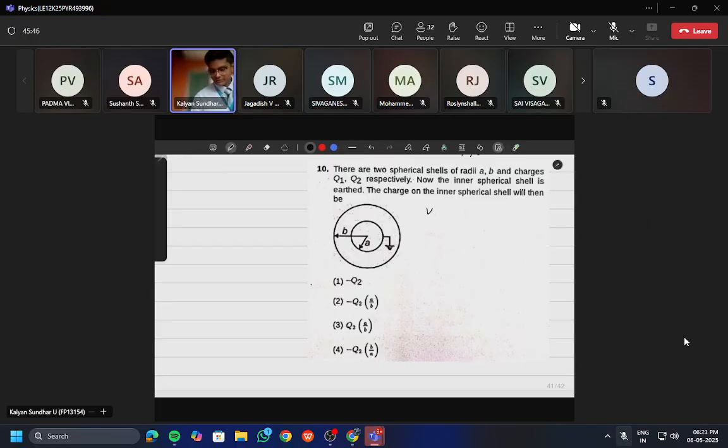Now tell me the equation. V at A will be equal to the contribution from the inner shell: K Q1 divided by A, correct? Plus the contribution from shell B: K Q2 divided by B. And we know the inner shell is grounded, so this value will be 0. So K Q1 by A will be equal to minus K Q2 by B. They are asking us to find the inner shell, which is the Q1 value. So K and K get cancelled. Q1 will be equal to minus Q2 A by B. So option 2 will be the right answer.